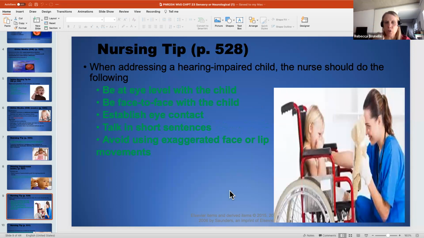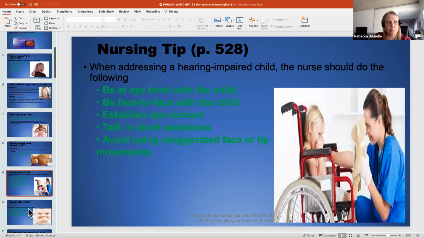And you want to make sure that you don't do a lot of exaggerated movements. A lot of times they're going to be reading your lips, so you don't want to be smiling really big or doing weird things with your eyebrows or anything like that, because that can be distracting for them. So just in a calm voice, right at their eye level, go ahead and talk to them.